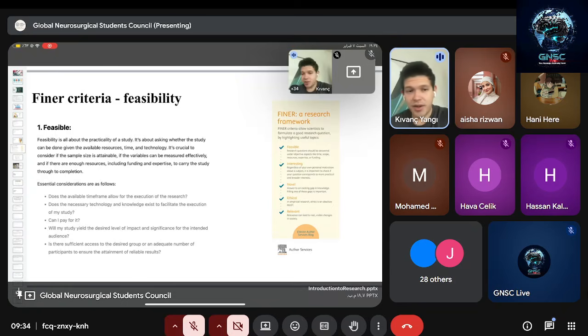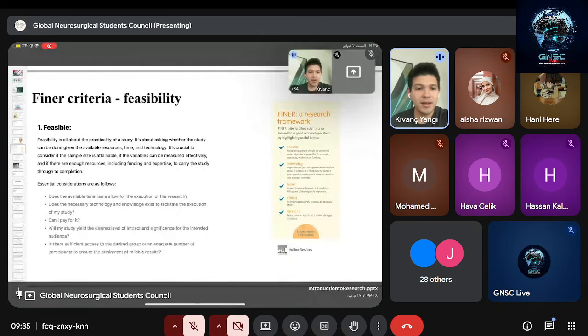Also, essential considerations. Does the available time frame allow for the execution of the research? Does the necessary technology and knowledge exist to facilitate the execution of your study? One crucial question is, can I pay for it? Because you'll need funding, and in most of our countries, in the Middle East, in those areas, we cannot have enough funding to pay for our studies. There's another problem. If you require funding and you don't have the money, don't even start your research without securing the funding first, right?